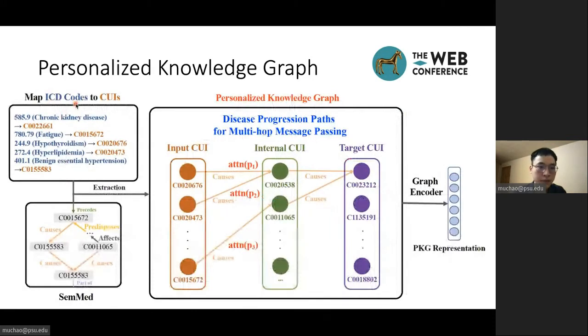In a detailed illustration of the steps, we map the ICD codes of the EHR data and the target disease to CUIs. And from SemMed, we abstract a subgraph that contains these ICD codes. With these two pieces of information, we abstract the disease progression paths, where the input CUIs are the ICD codes in the data, the target CUI is the target disease node, and the internal CUIs are the nodes from the subgraph. We can use these progression paths to encode the graph, and then we can learn a representation of the PKG for better performance. We will discuss that later.